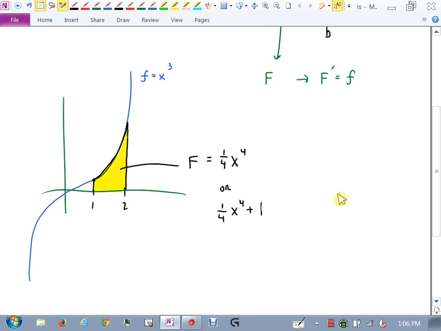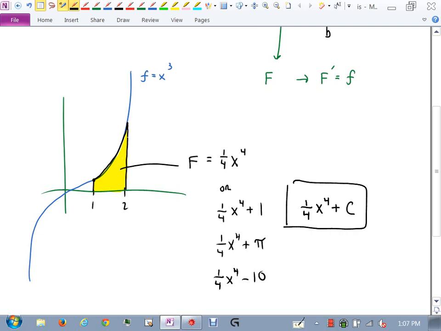But there turns out to be infinitely many, right? I could do this plus pi. Pi's a constant, right? I could do that. Or I could do minus 10. It doesn't matter, right? Do this all day long. Any of those would work, wouldn't they? So what we wind up doing is we say, why don't we just say it's this plus some constant? And that would cover all the possibilities, right?